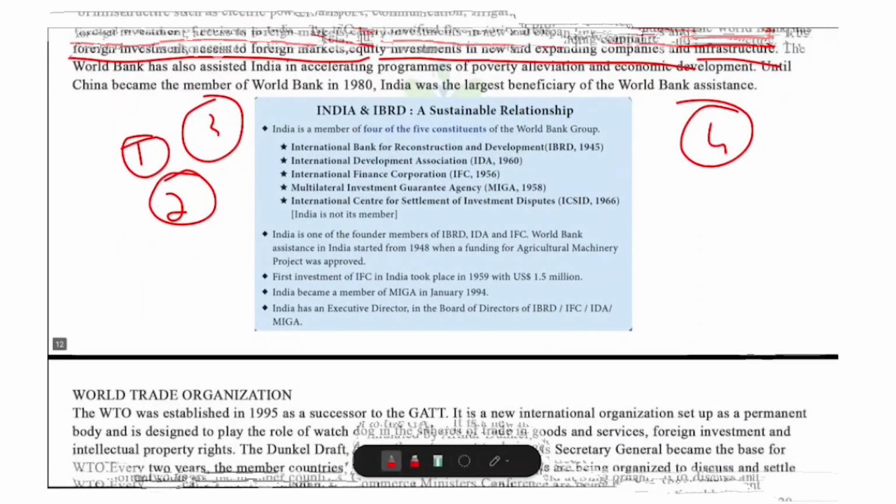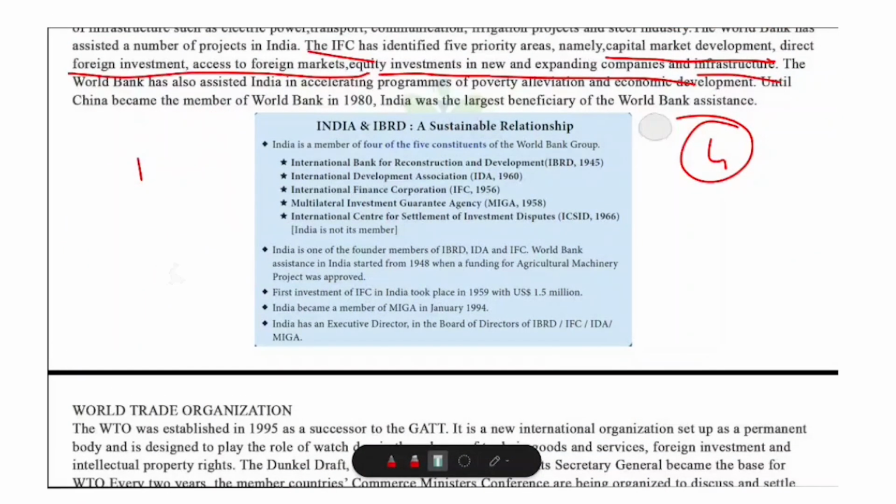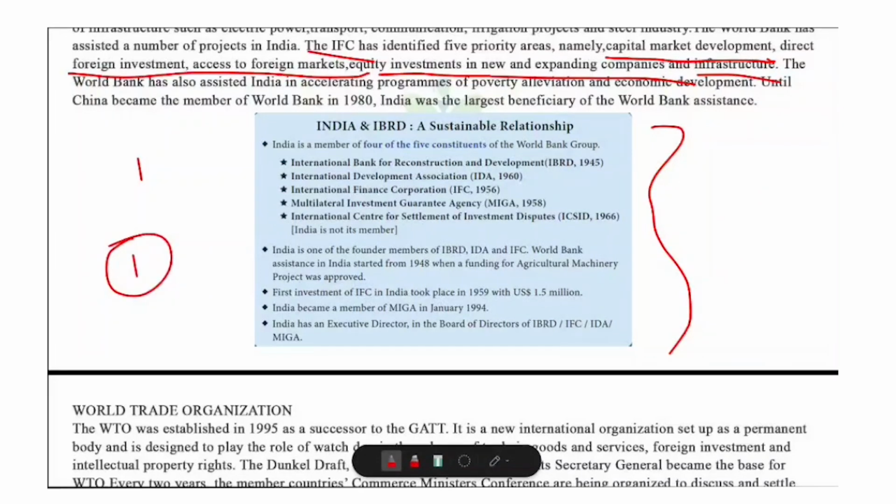Okay. Now, India and IBRD, a sustainable relationship. India has a long-standing and multifaceted relationship with the World Bank Group. Okay, so first, membership in World Bank Group constituents. India is a member of 4 out of 5 major constituents of the World Bank Group. Constituents, year established, India's status. Okay, first IBRD, International Bank for Reconstruction and Development, 1944, is the founding member.